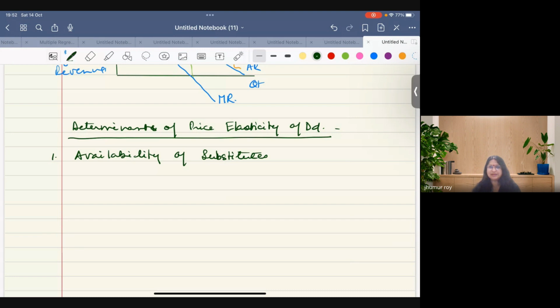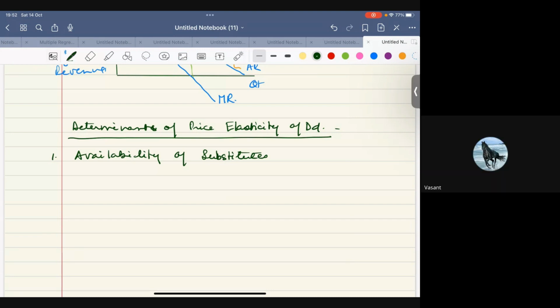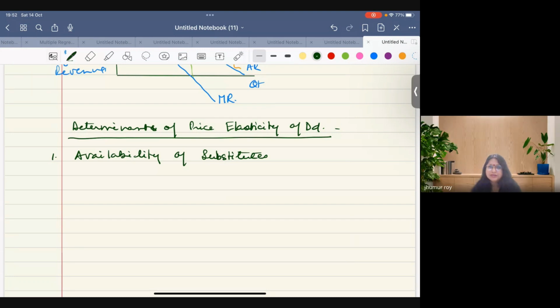Will buy something else. Okay, yes, Farida. We'll choose a different soft drink. Yeah, so what kind of elasticity do you see over here?